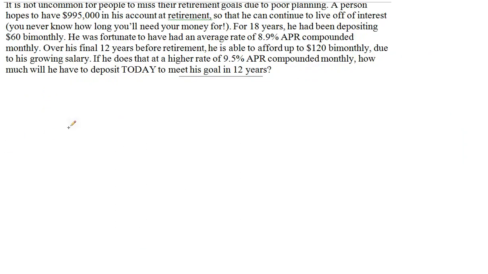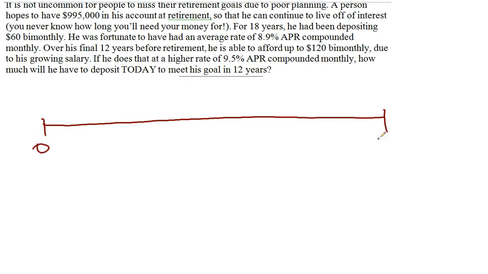So, we're going to build our time diagram, and I'm going to label this from 0 all the way up to 30 years. And we know that at 18 years is where we currently are. So this person is currently in this standstill at 18 years saying, I wonder if I'm doing an okay job planning for my retirement. We know that he does a few things. Number one, he's been depositing $60 bi-monthly.